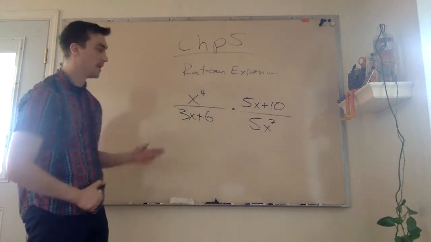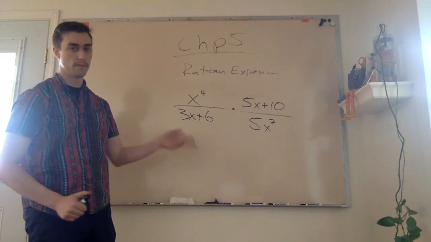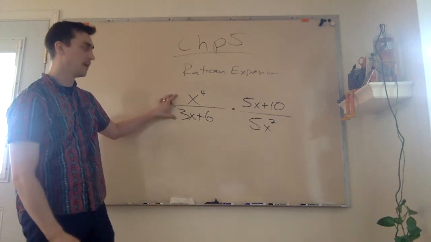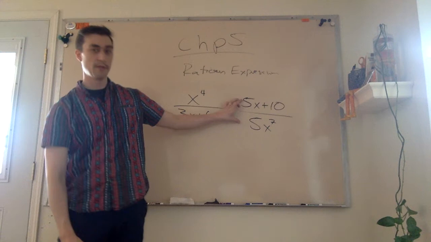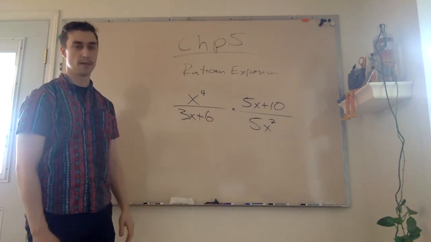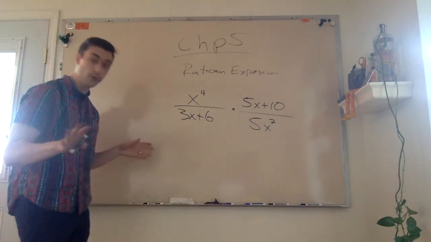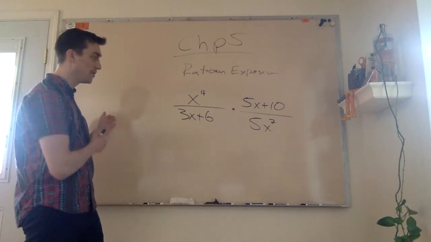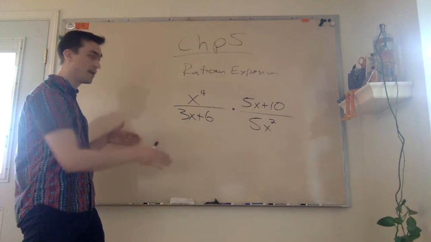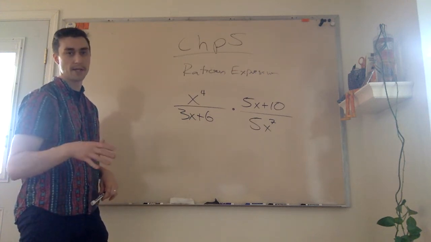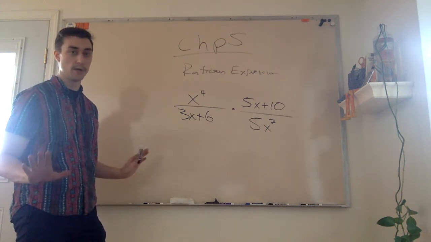Alright, so this is a pretty complicated multiplication problem. This is a pretty complicated rational expression. You're multiplying them both together. So let me just make a point here really quick: if you were to just do what I just said and multiply the tops and multiply the bottoms together, you're going to have a mess. You could do that. You totally could do that.